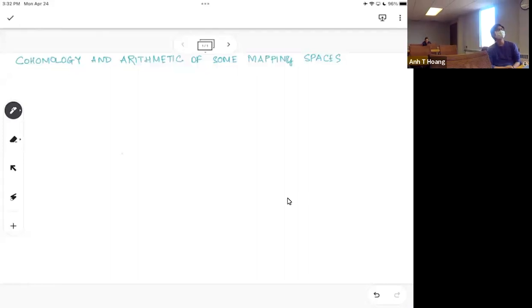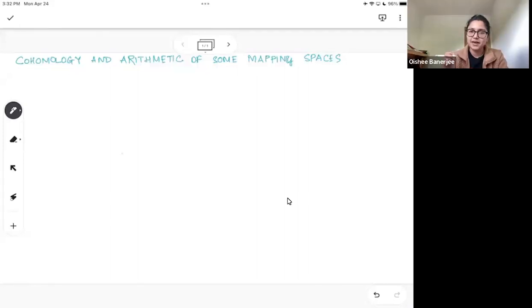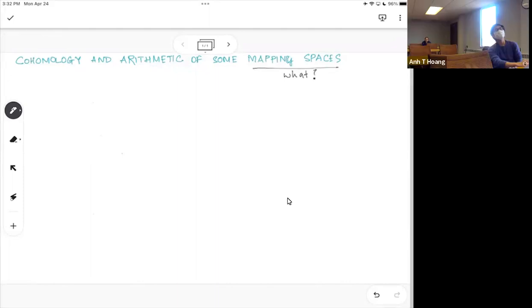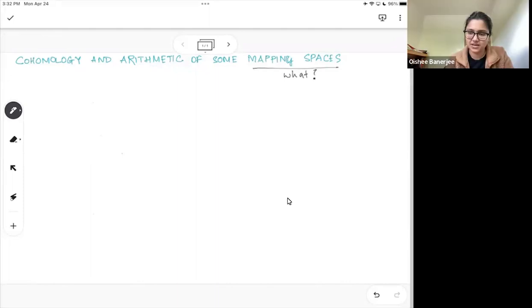Okay, so let's go to the basics, the what, why, and the how. So what mapping spaces do you want to talk about? This will involve the kind of mapping spaces that I want to talk about, as well as the specific questions that are going to be the focus of this talk. And as far as cohomology and arithmetic is concerned, being a topology seminar, I will focus more on cohomology.